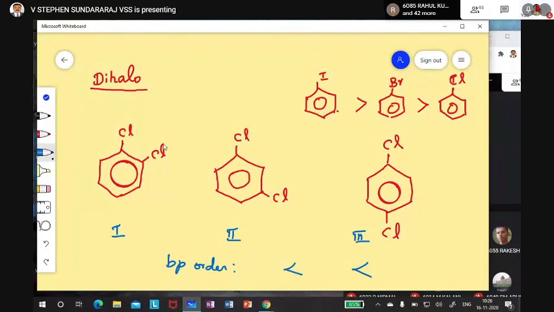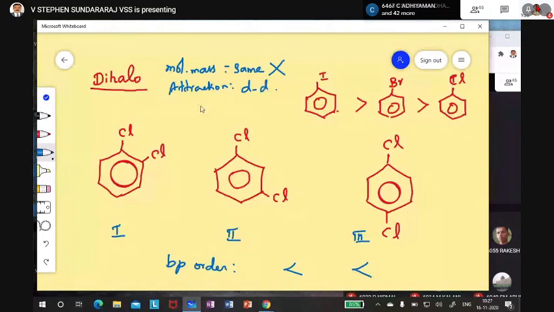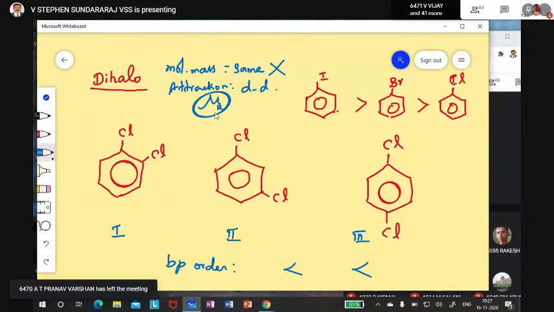Here, who will decide? Molecular mass, or molar mass, is the same. So you are all equal, and it is not useful. The second point is attraction. Attraction depends on what? Here they do not have hydrogen bonding, so only dipole attraction, and that is mu. You should have an idea about the dipole moment, because dipole attraction will be given by the overall molecule's mu resultant.